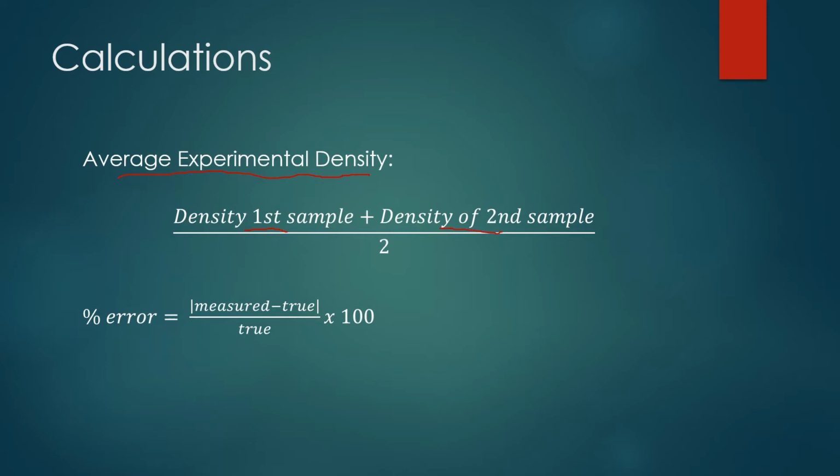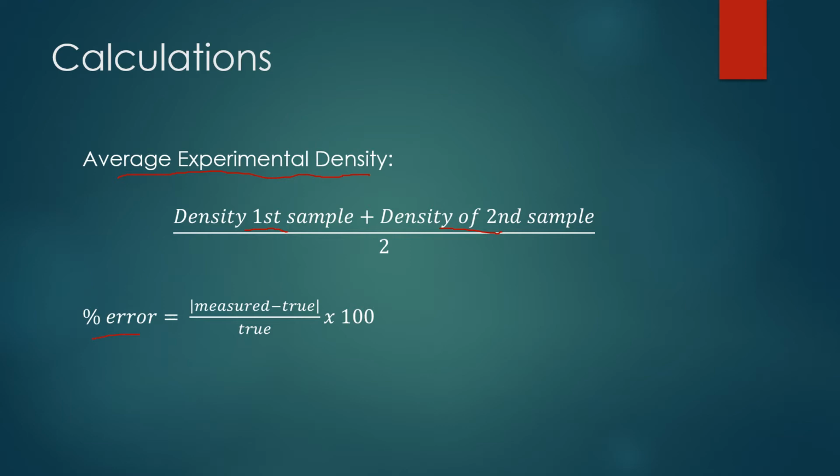Taking into account sig figs, you're going to add them together and divide them by 2 to get the average. The more trials you do and average them out, the more accurate your data is going to be. We just did 2 trials for this experiment. Next, you're going to calculate your percent error.